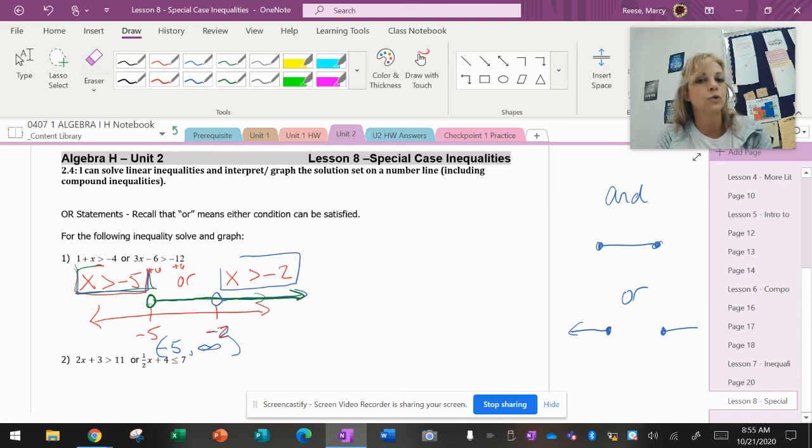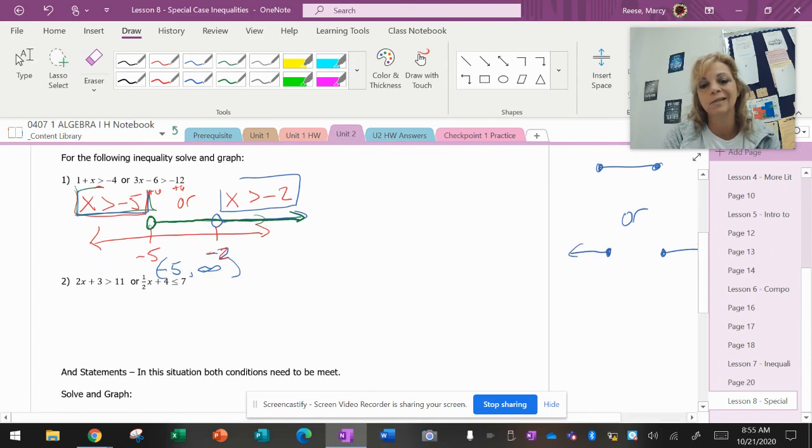So even though -2 is not included in the second inequality, it's included in the first. So it's anything greater than -5. So that's a special case scenario.